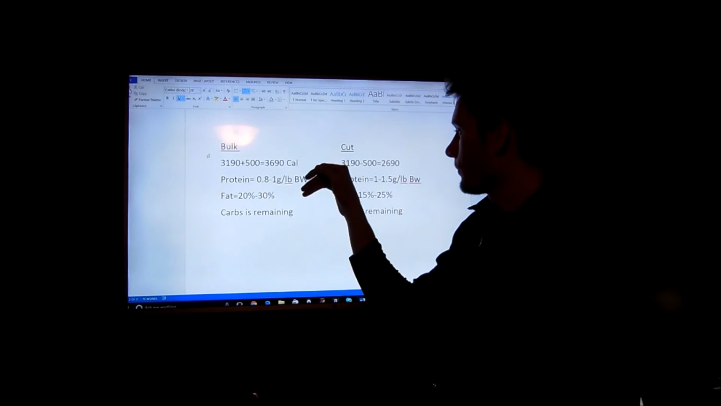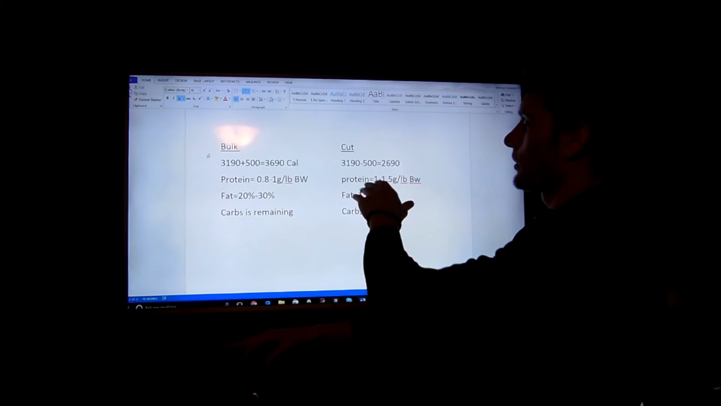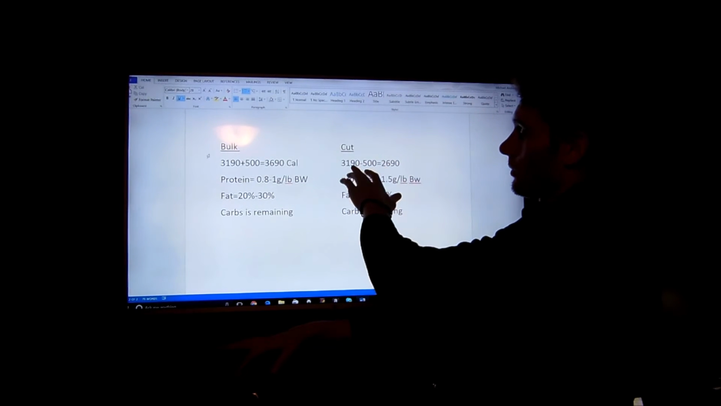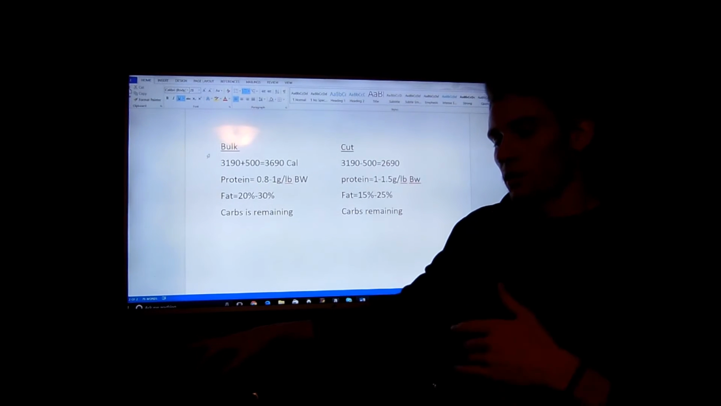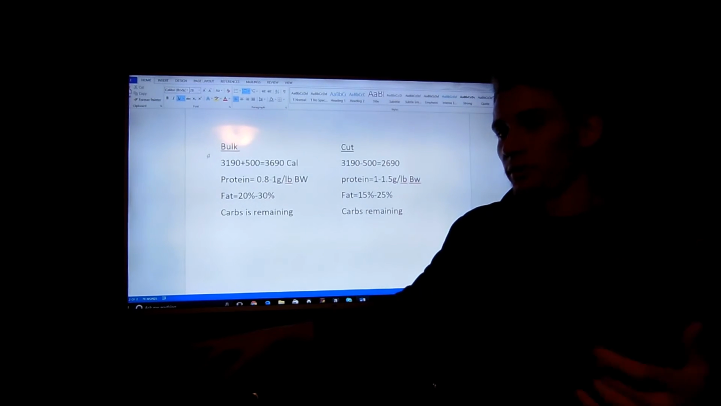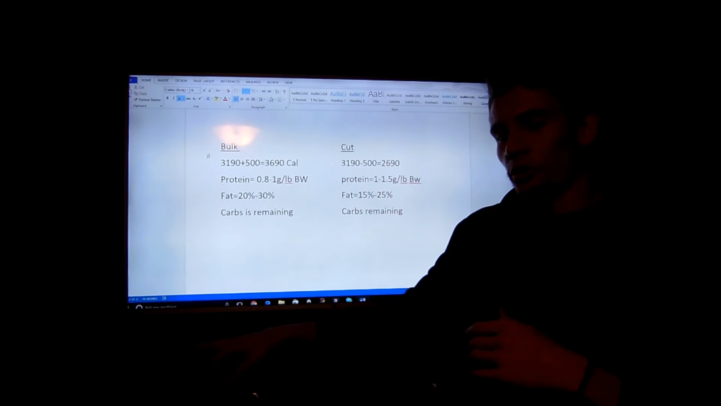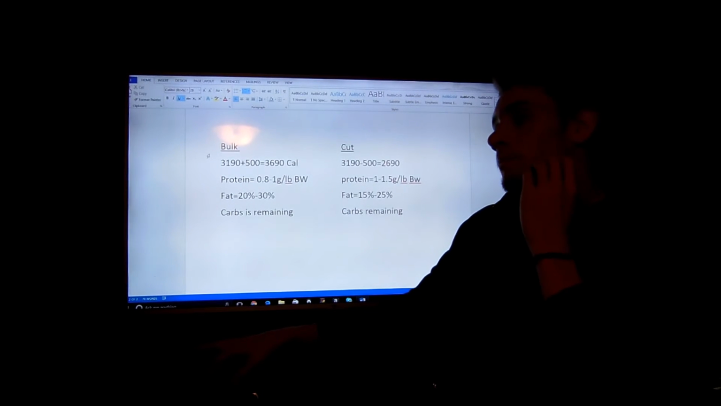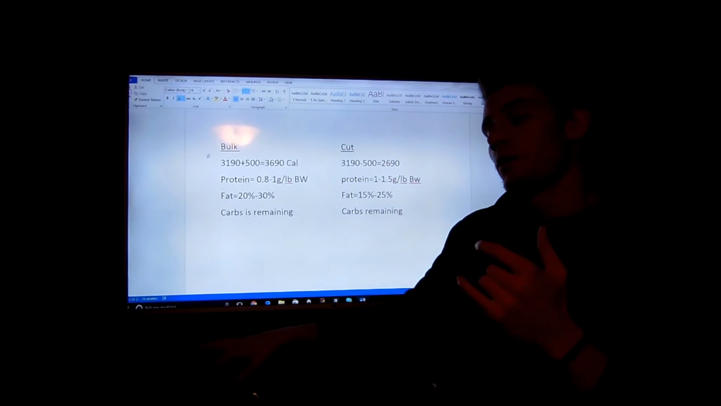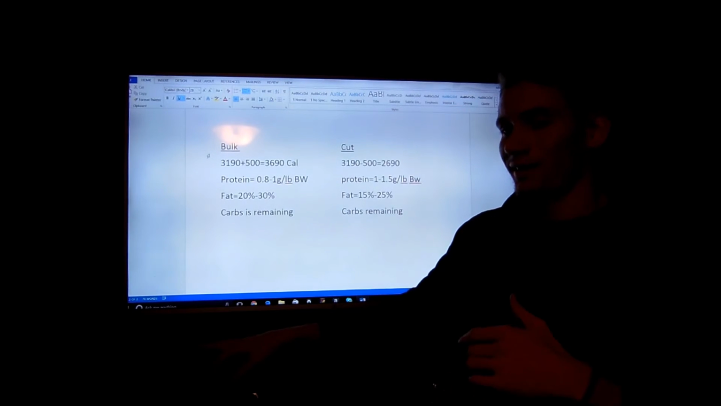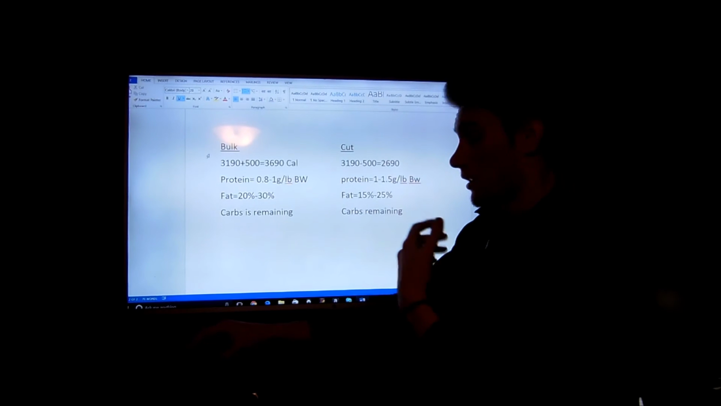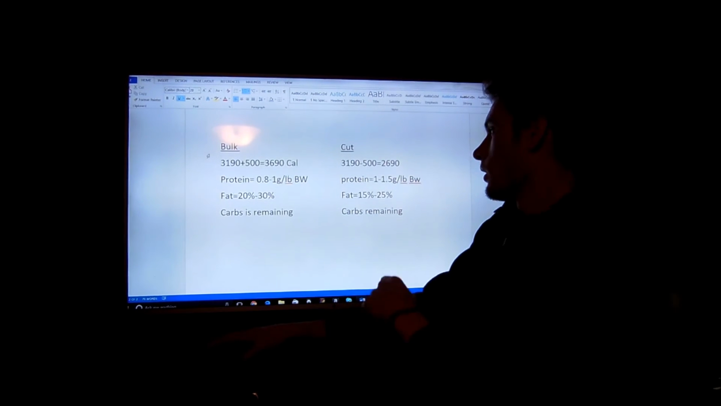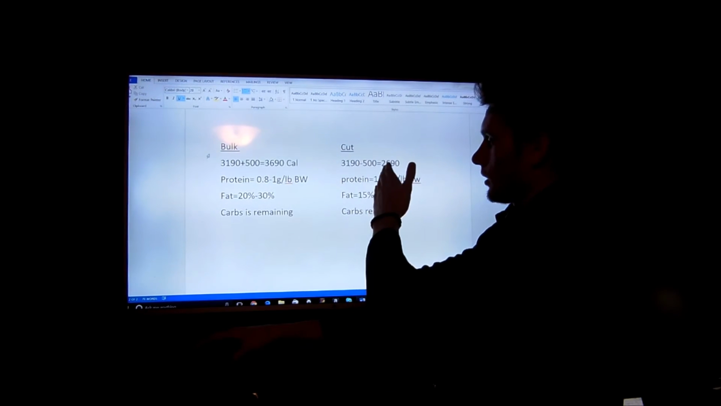Now for the cut, it's basically the opposite when it comes to the 500. So you're going to take your base number and subtract 500 calories. If you go too low on that, so let's say you go 600, 700, 800, 900 calories less than your base, you're going to lose too much muscle. At the beginning of this cut, I did go too low, and I lost a lot of strength, which is very upsetting. Nobody wants to do that. I lost a lot of weight, but I lost a lot of strength.